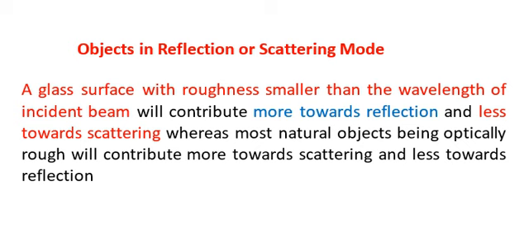So let's read the statement. A glass surface with a roughness smaller than the wavelength of the incident beam will contribute more towards the reflection and less towards the scattering, whereas most natural objects being optically rough will contribute more towards the scattering and less towards the reflection. So these types of objects, which are reflecting the light or scattering the light, it is not easy to write their mathematics precisely. So we shall not be incorporating those objects in our analysis in the course of Fourier optics.